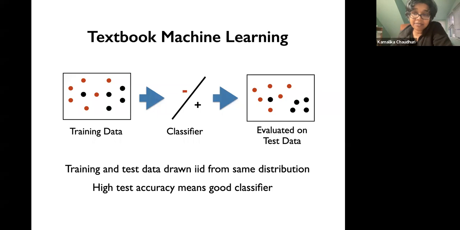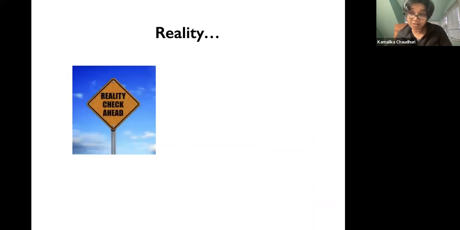And then this classifier is evaluated on test data. And this test data is again drawn IID from the same underlying distribution, right? So there's some underlying data distribution. Your training data is drawn IID from it. You use your training data to build a classifier, and then you feed it to test data, which is not the same as the training data, but is drawn from the same distribution, right? And then if you get high test accuracy, what this means is that you have a really good classifier, right? So this is the textbook situation when you open any machine learning 101 class, it's going to talk about this setting, right? The reality, however, is a lot different.